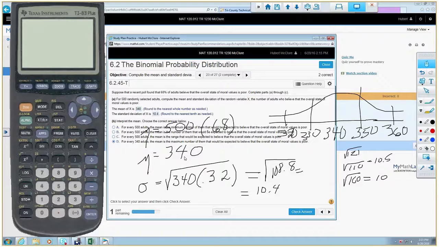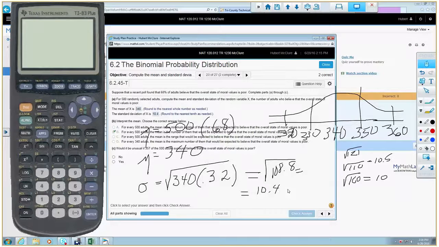I'm trying to read for the mean is the minimum number of them that would be expected. That could be true. Is the number that would be expected to believe the overall state. There we go. The overall state of moral value. I would say B, because that's no variation. Let me see what this says. Whether the mean is the range. I believe it's B.